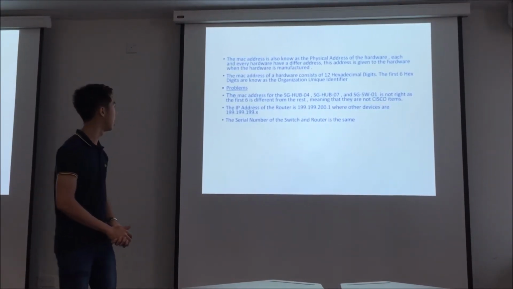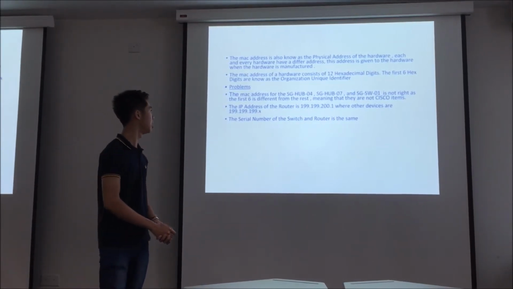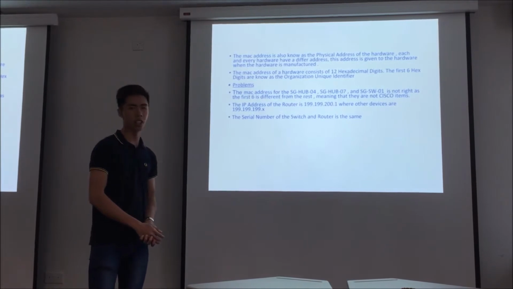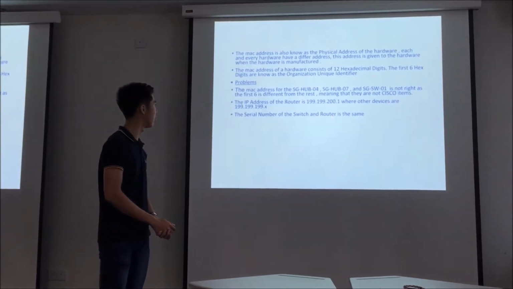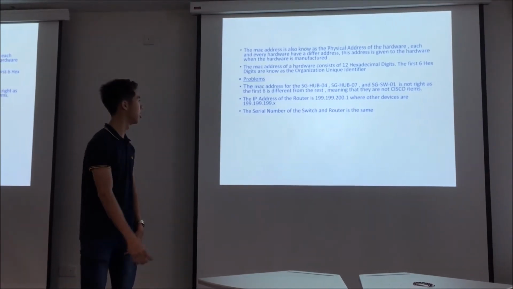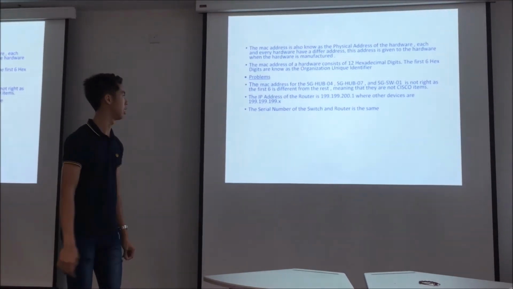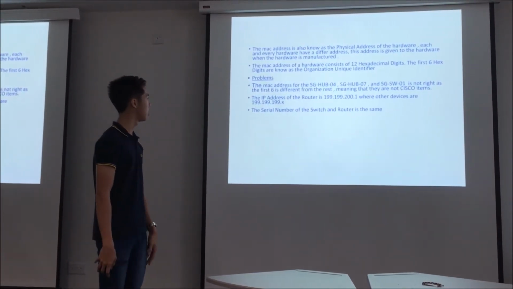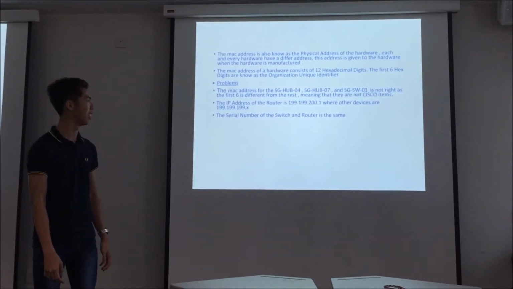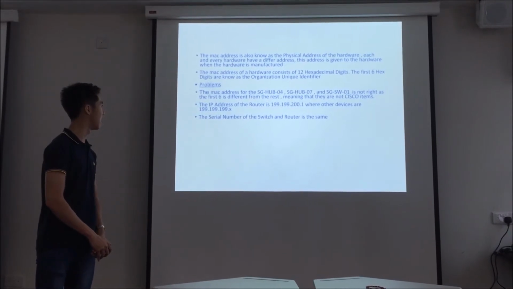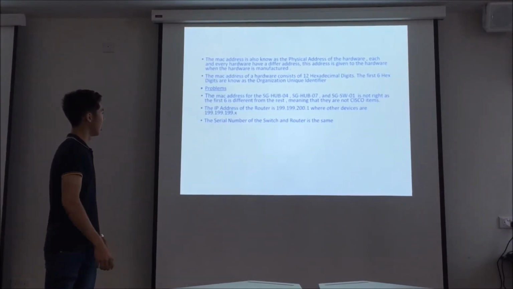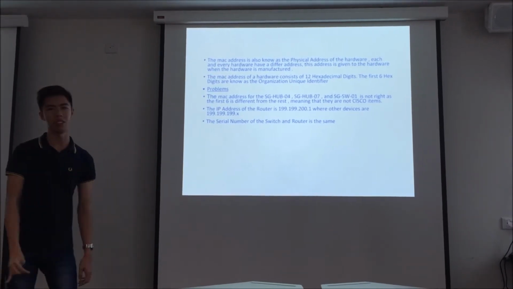So the problems are the MAC addresses for SG Hub 04 and 07 and SG SW01 are not right, as the first digits of the MAC address are different, meaning that they are not Cisco's items. The IP address of the router is 199.199.200.1, where other devices are 199.199.199 and so on. The serial number of the switch and router is also the same.